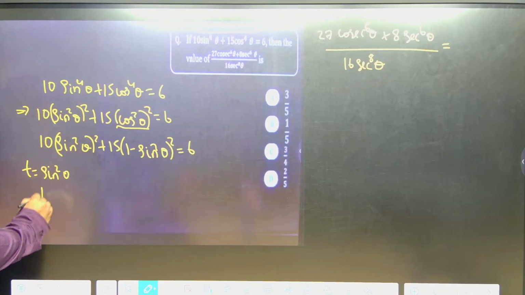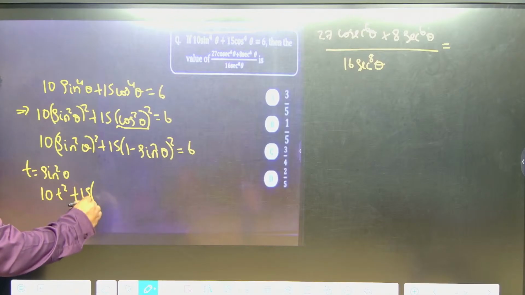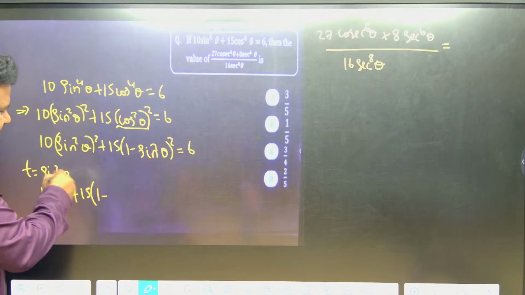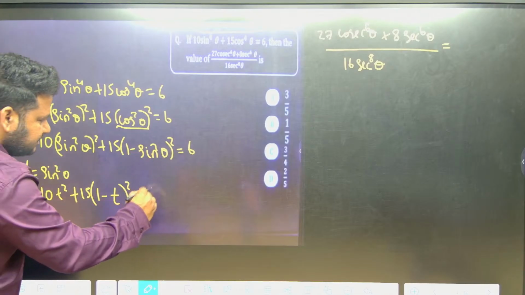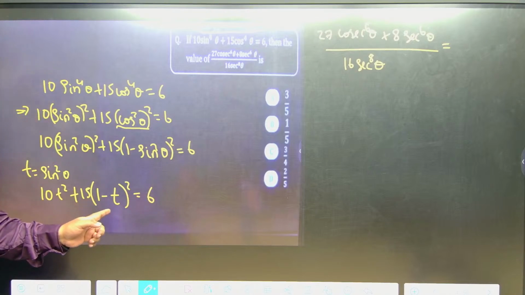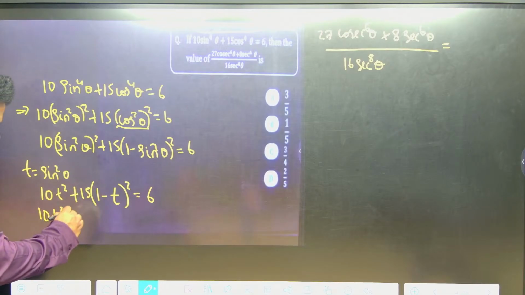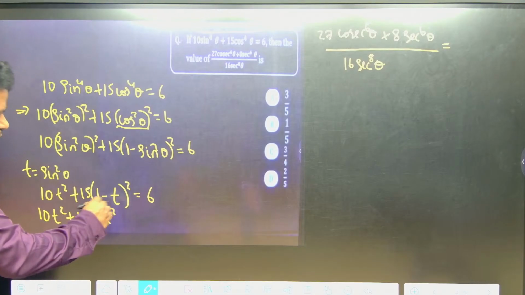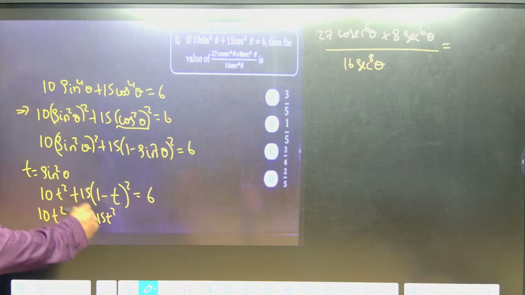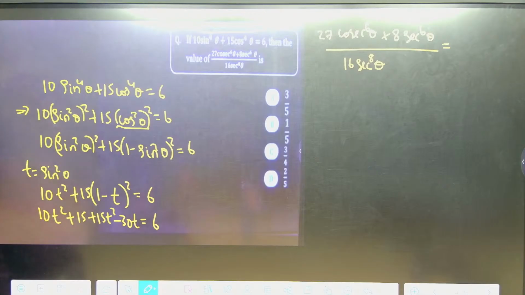So this will become 10t square plus 15 into 1 minus t whole square is equal to 6. This is of the form a minus b whole square, which becomes a square plus b square minus 2ab. So this will be 10t square plus 15 plus 15t square minus 2t into 15, that is minus 30t, is equal to 6.